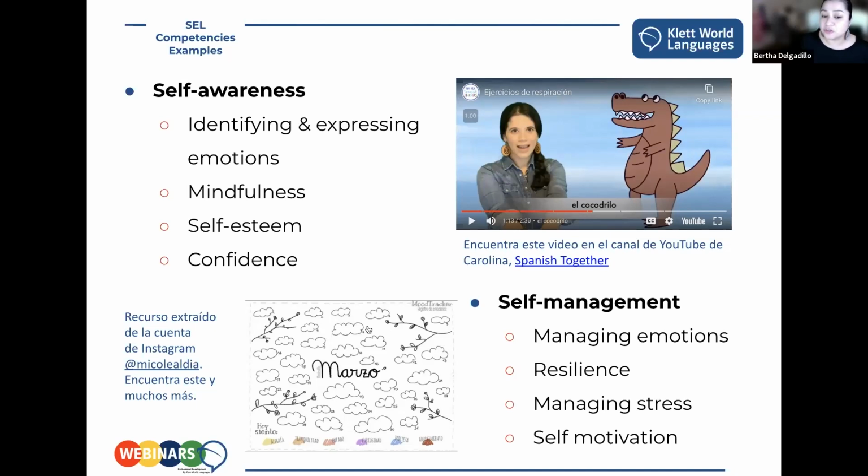This is a mood tracker, okay? They are mood trackers, and they have it blank. So if you're a teacher of a language other than Spanish, you can print it blank and you can customize it by adding March in your language and then different emotions to assign to each one of the colors.